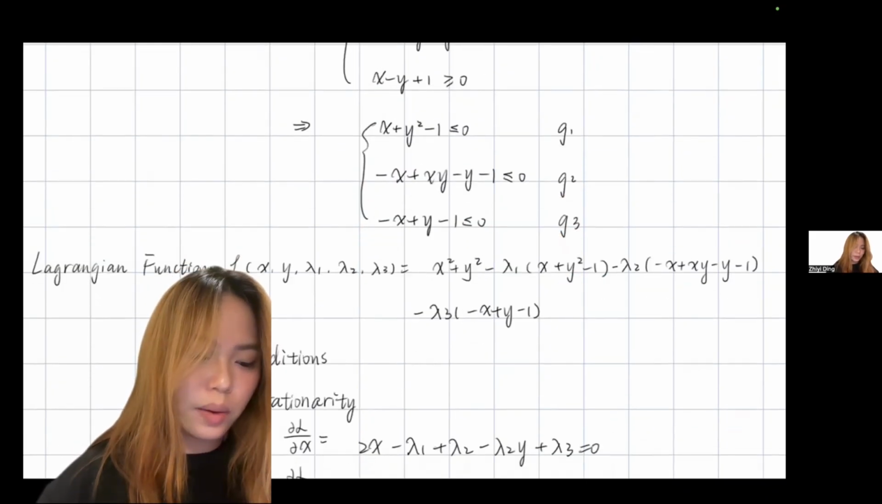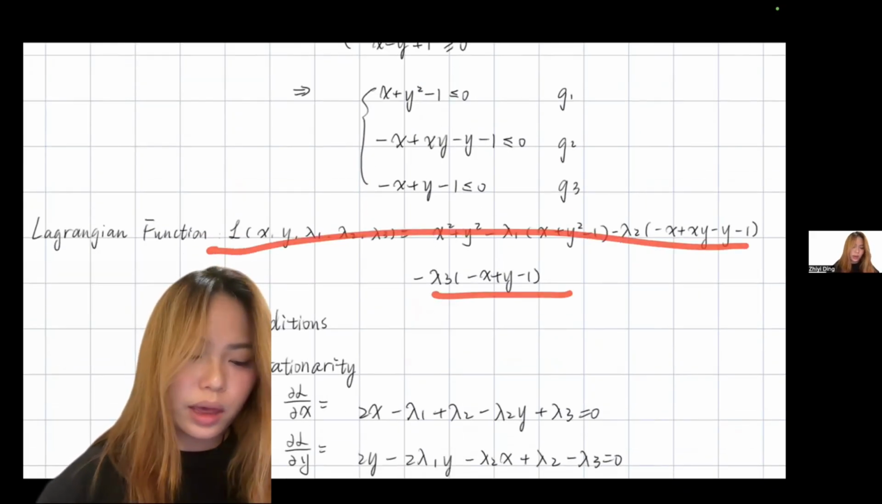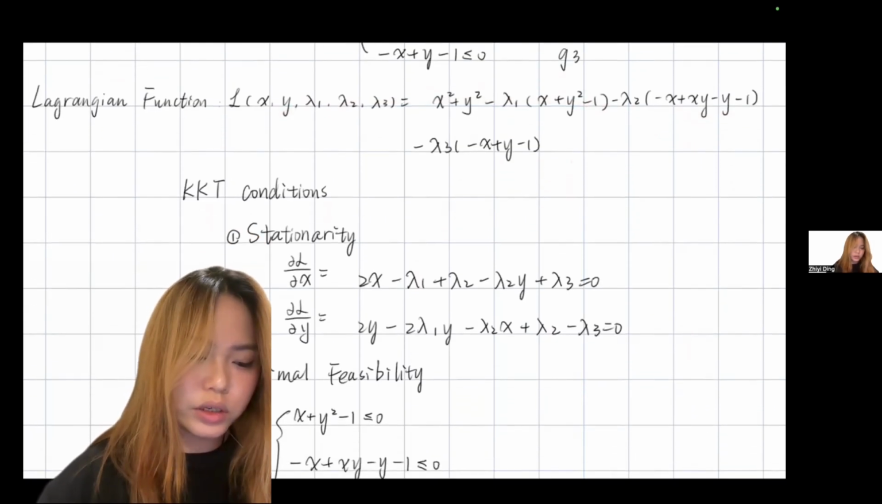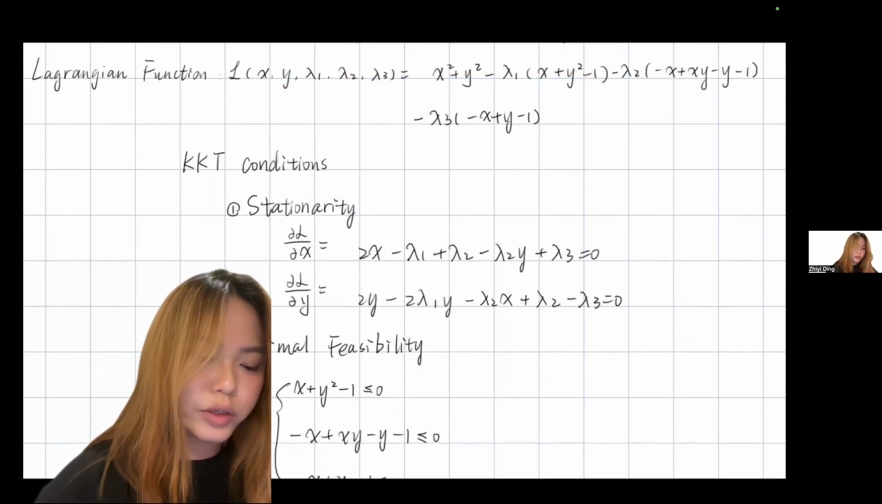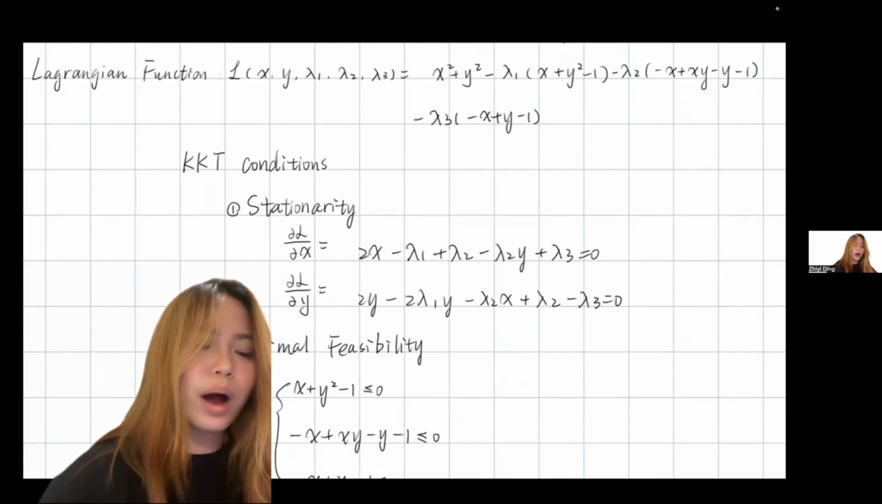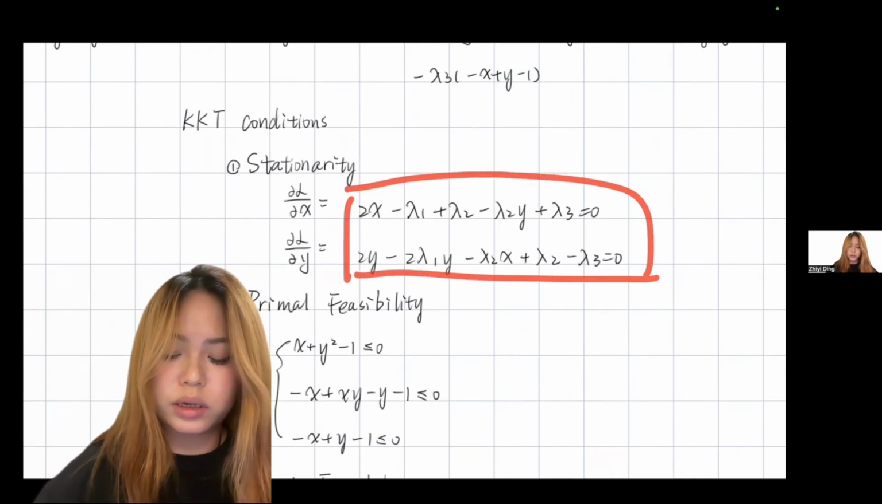Firstly, I set up the Lagrangian function, and here is the Lagrangian function. And then I applied the KKT conditions. The first condition is stationarity: the first order partial derivatives of the Lagrangian with respect to x and y are both equal to 0. And then we get these two equations.